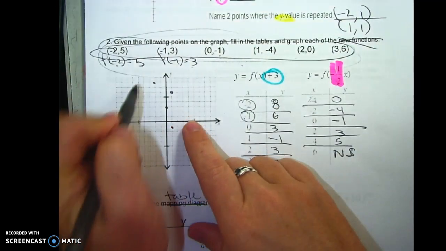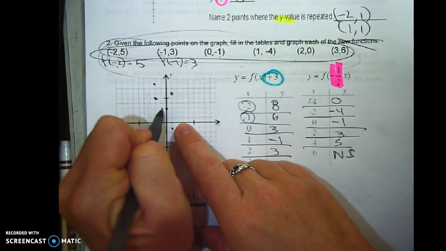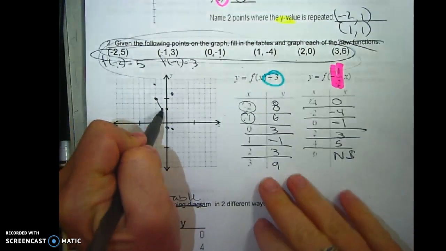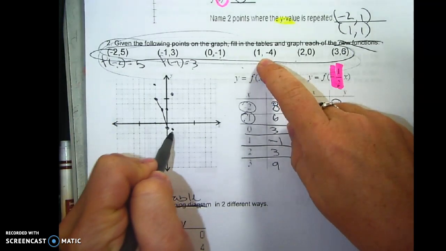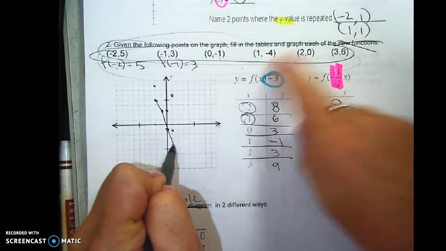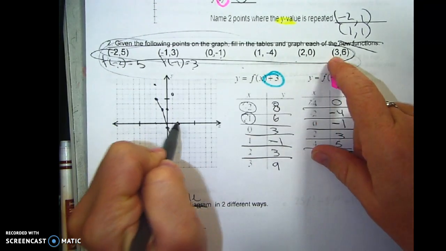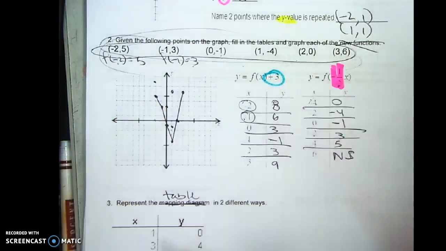So just take the points. We're going to negate all those. -2, 5, -1, 3, 0, -1, 1, -4, 2, 0, and 3, 6. 1, 2, 3, and then up 6. I feel like that's just the easiest. So I'll make sure I change that for the test.